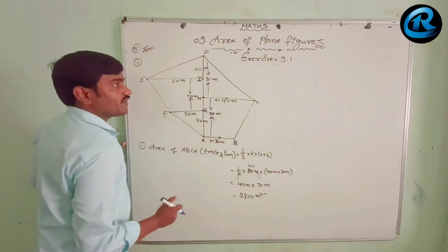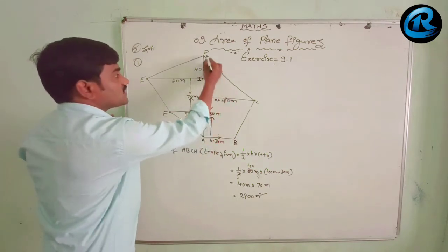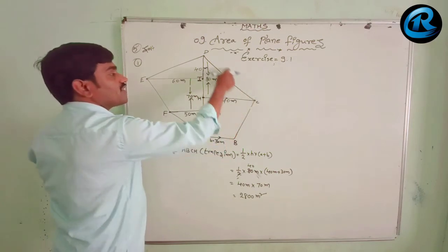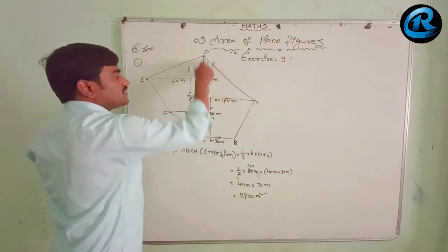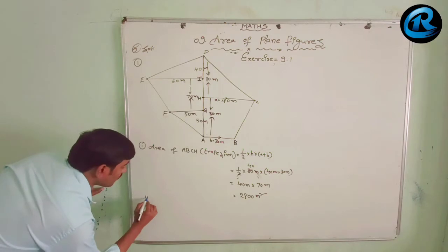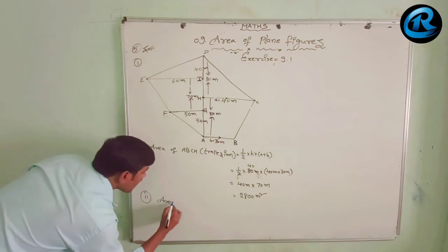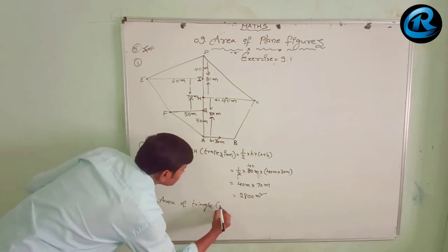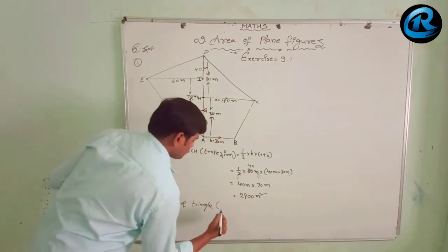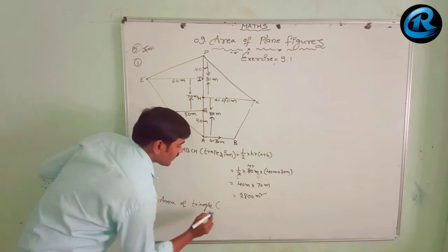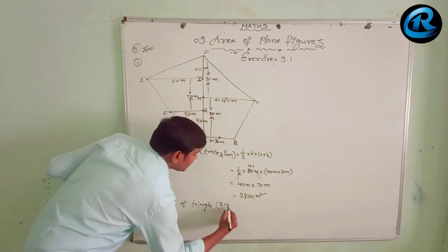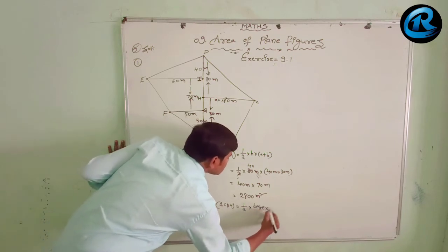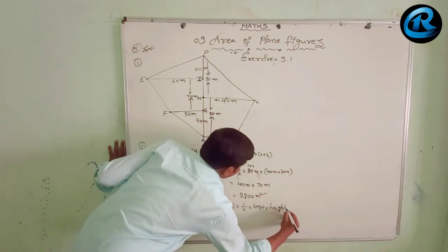Then again what we have, let us see. Now next we go for this. This is in the shape of a triangle. So the area of triangle we are going to find out. The triangle is named CDH. Now we go for area of triangle CDH. Area of triangle CDH equal to 1 by 2 into base into height.